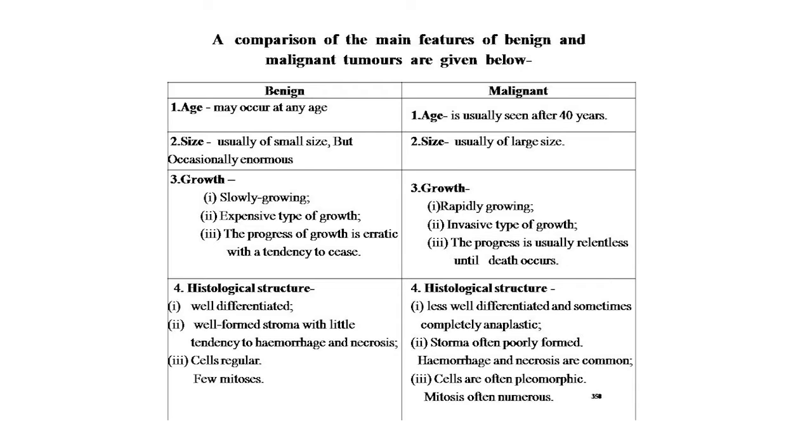And fourth, in the histological structure, the benign neoplasms are well differentiated, with well formed stroma with little tendency to hemorrhage and necrosis, cells regular and few mitosis. In the histological structure of the malignant tumors, they are less well differentiated and sometimes completely anaplastic. Stroma often poorly formed, hemorrhage and necrosis are common, cells are often pleomorphic, mitosis often numerous.